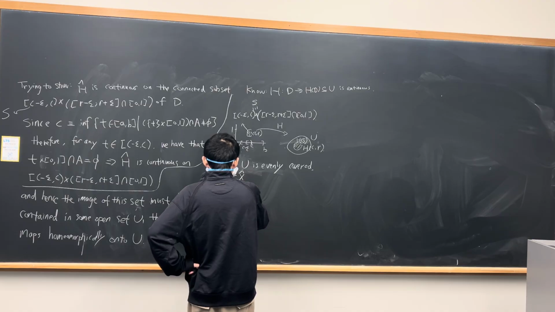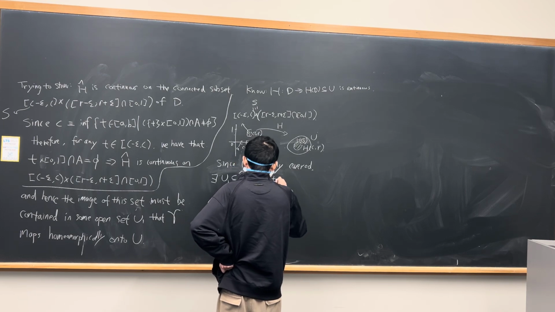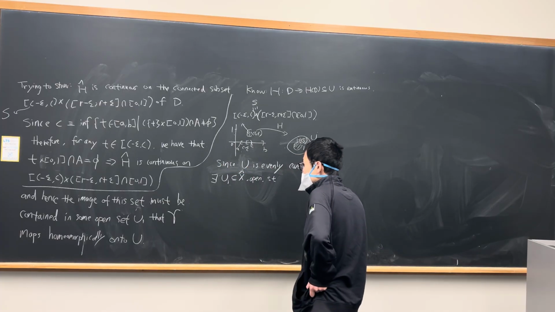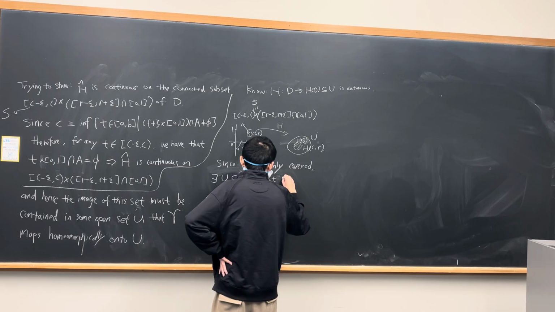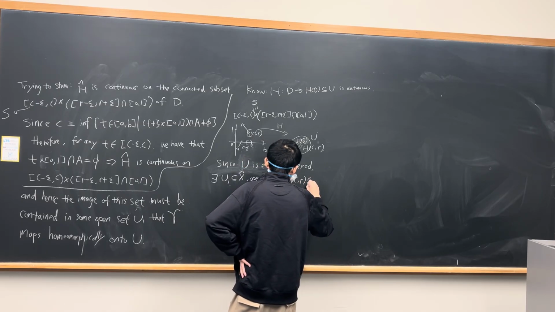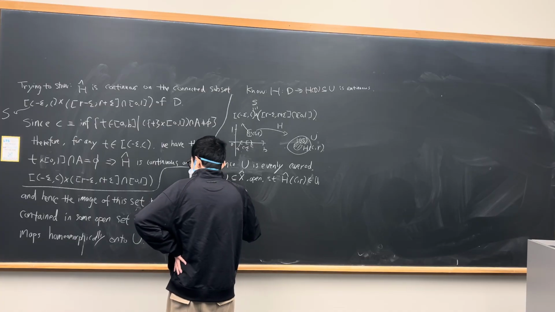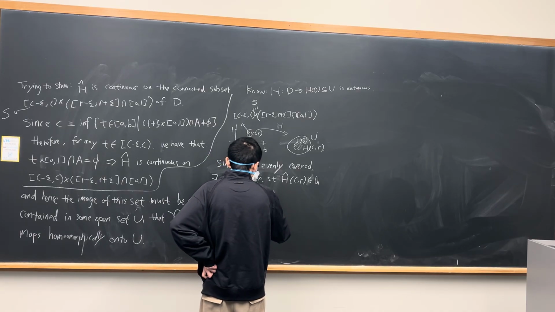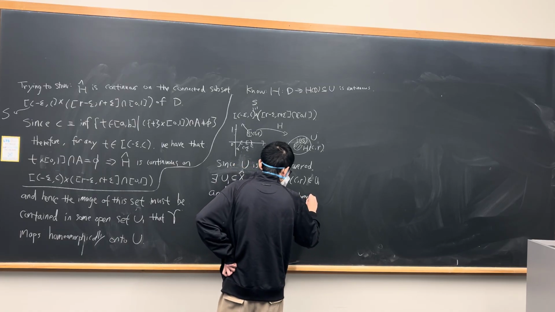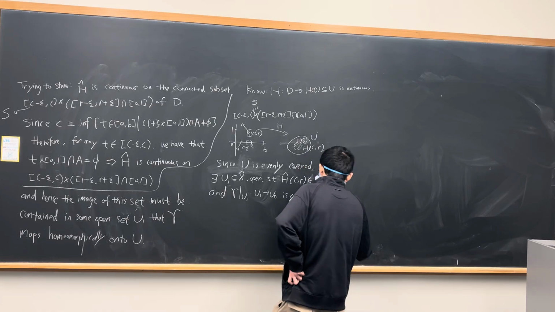Since this U is evenly covered, there is a U1, an open set in this covering space X hat, such that, and also remember this H hat is the lift. With that, this H hat of this CR, which is contained in this U1, and this map is a homeomorphism.